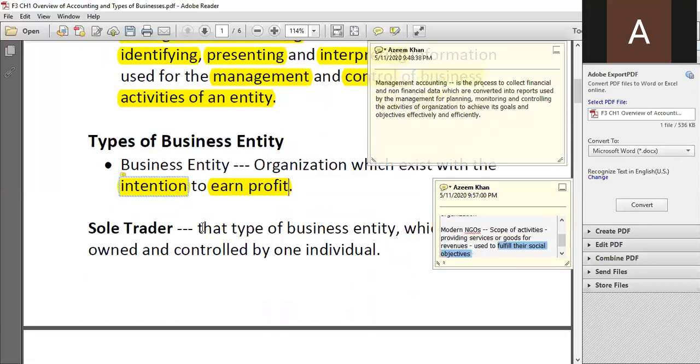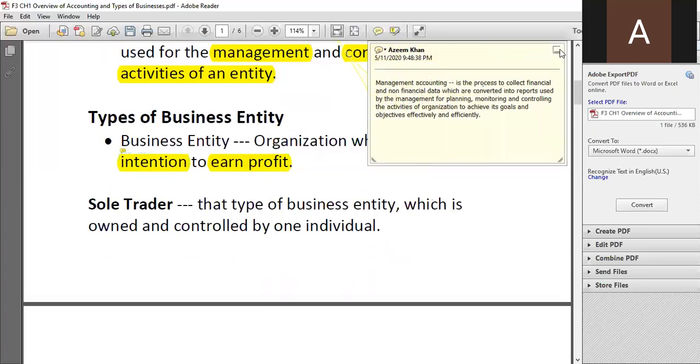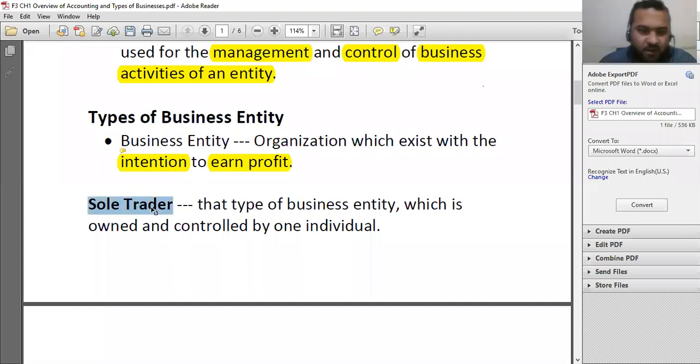Okay. So, types of business organization. The first one we have is the sole trader. From the name it is clear, it means it is owned and controlled by one individual. Only one person is the owner of the business, and that person will be directly involved in the running of the organization. So that organization will be a sole trader. A common example is a small shopkeeper, who comes in the sole trader category.